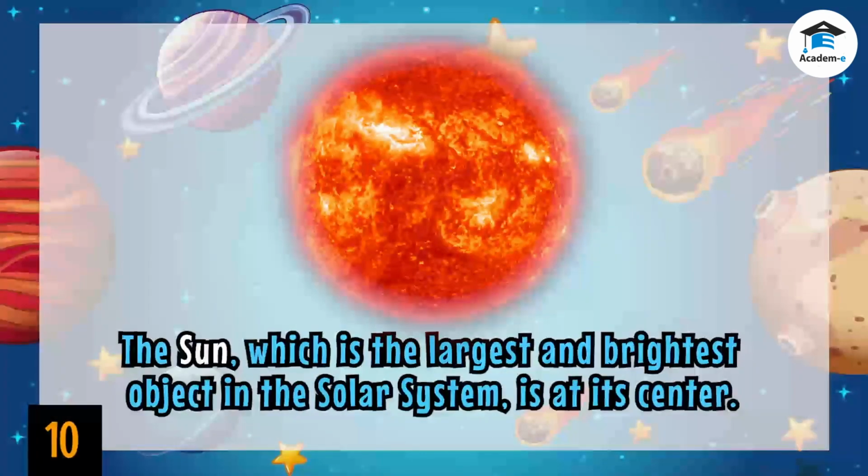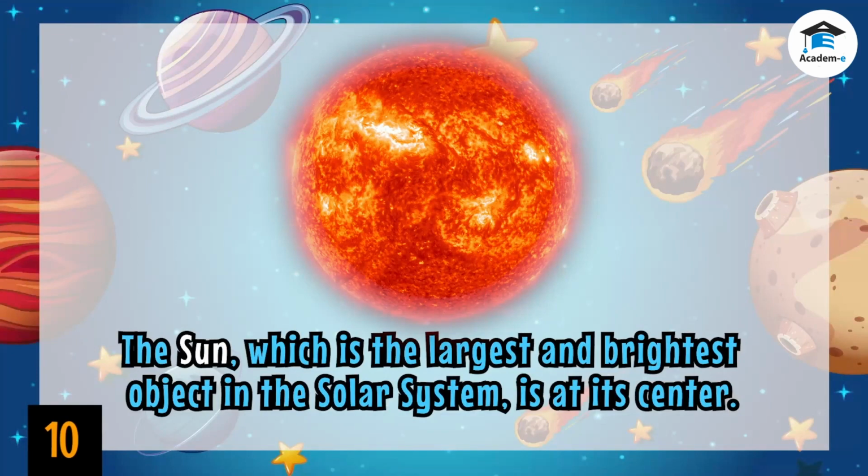Sun. The Sun, which is the largest and brightest object in the solar system, is at its center. It is the closest star to Earth, among the 100 billion stars that make up our galaxy.